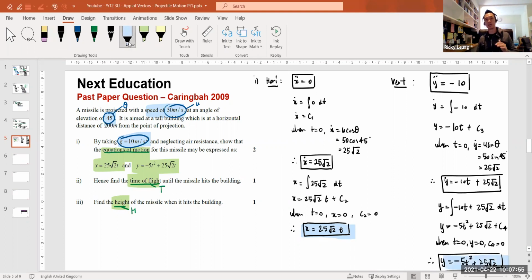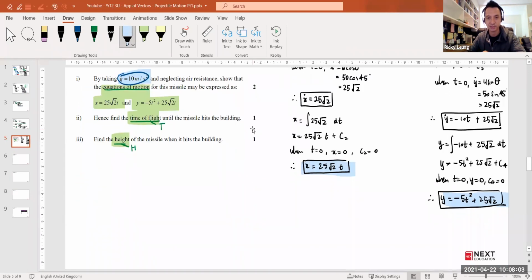Now for part 2 and part 3, I'm just going to use a formula. They all start from the ground, so I'm just going to copy and paste. Worth 1 mark. I mean, how many marks can you lose? I guess if you use the formula.